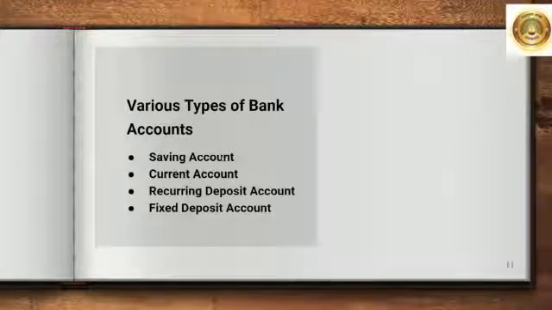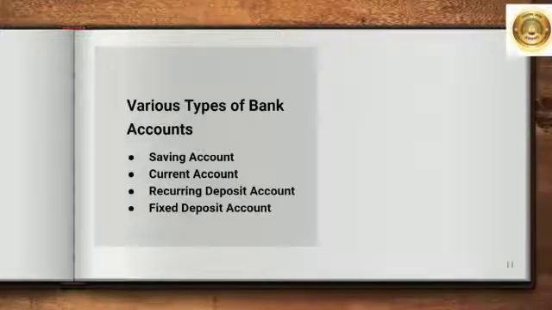There are various types of bank accounts which are maintained by an account holder. The most important ones are the saving account, current account, recurring deposit account, and fixed deposit account. Now, what is a saving account? A saving account is meant to induce a habit of saving money. An account holder can deposit money in the savings account as and when money is available. He may also withdraw some money from the account occasionally if needed. Banks give an interest of 4% to 6% on the money in the savings account.